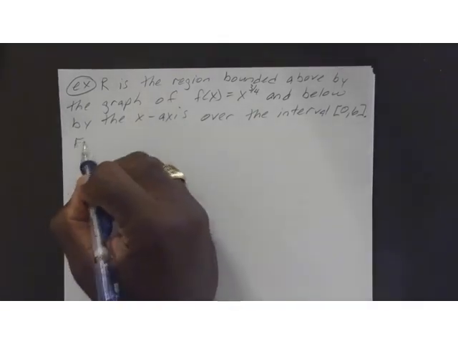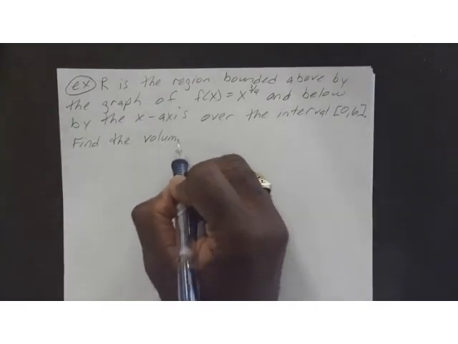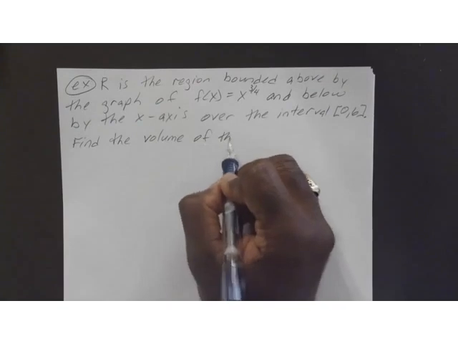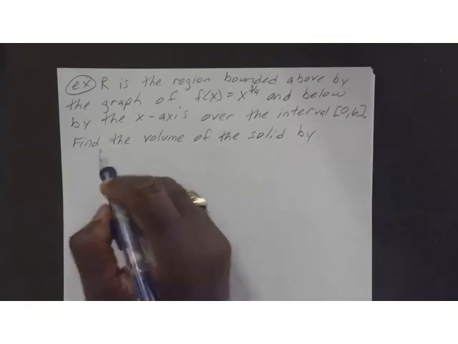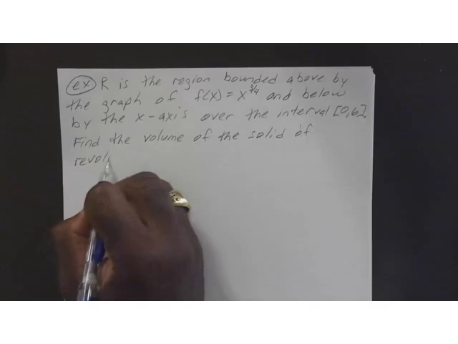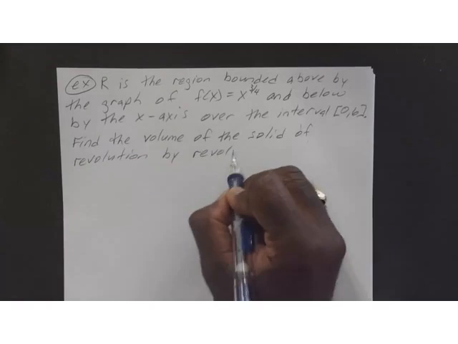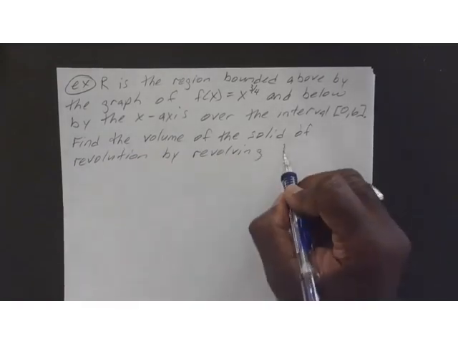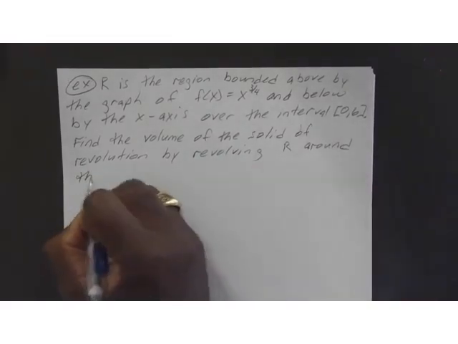Okay. We want to find the volume of the solid. Solid of revolution by revolving our region around the y-axis.